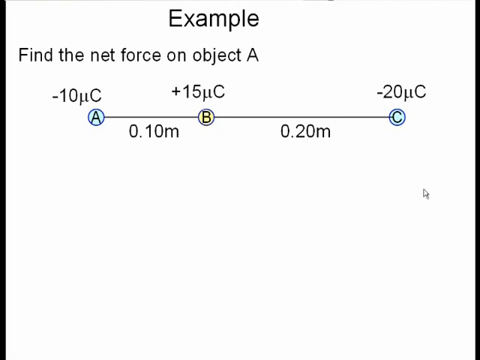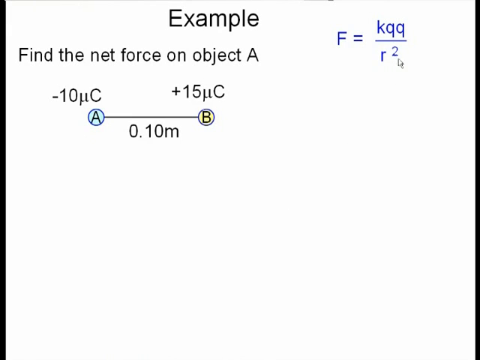Let's do another example problem. This one has 3 different charged particles, and we're going to find the net force on object A. So object A is being pulled by object B, and it's being pushed by object C. So there are 2 forces involved here. We'll look at the first force, just the force from object B.